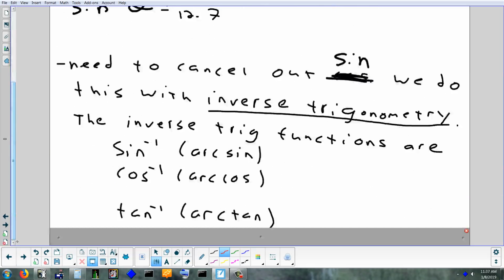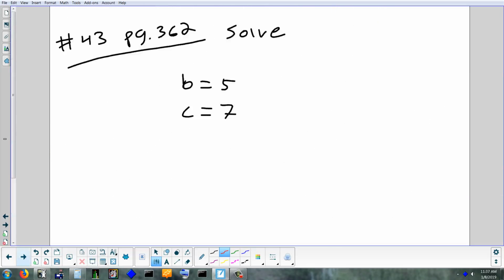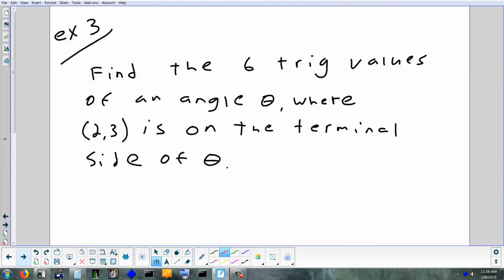We already went through all that. Okay, so I'm not going to go through this one. But if I did, would this be a problem where I use inverse trig? Yes. I need to find angles. I can use Pythagorean theorem to get a side, but I would have to use inverse trig to get an angle.